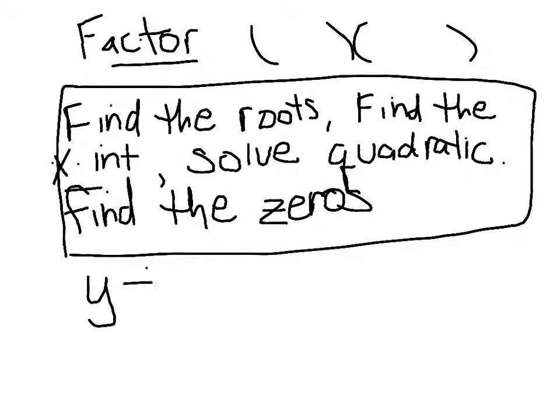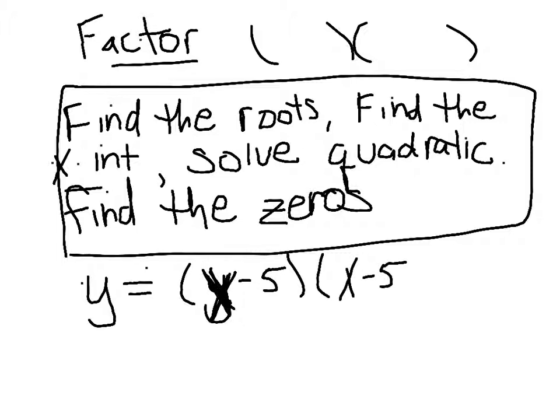So, let's take something that we've already factored. Oh, let's change this to x. And then use one of these directions up here. So find the roots of this. We factor it first, and then what we do is set this y to equal 0, because we're looking for the x-intercepts.